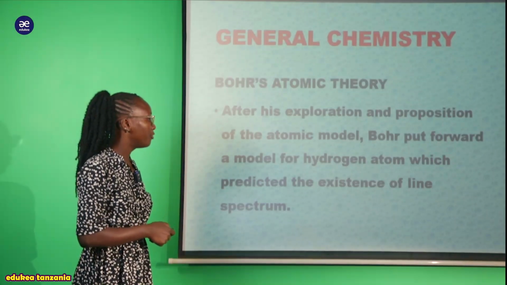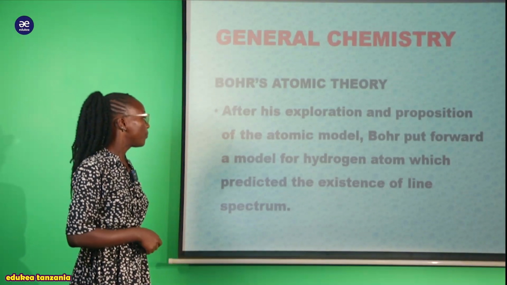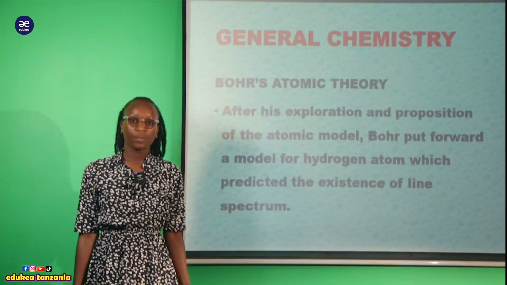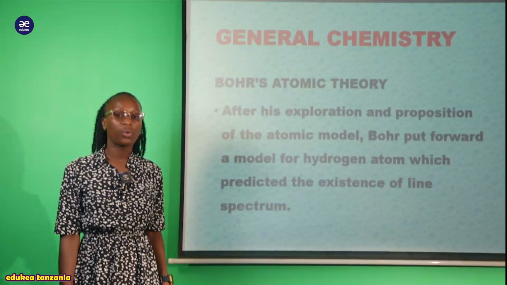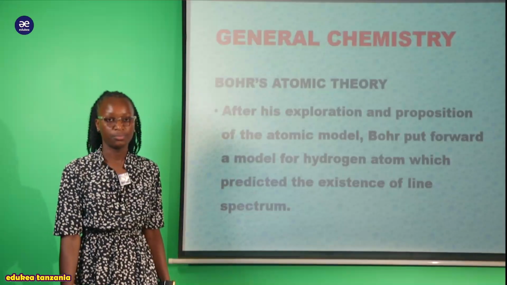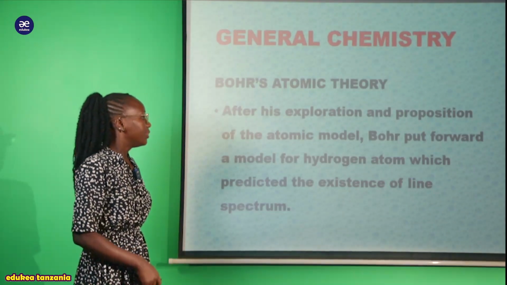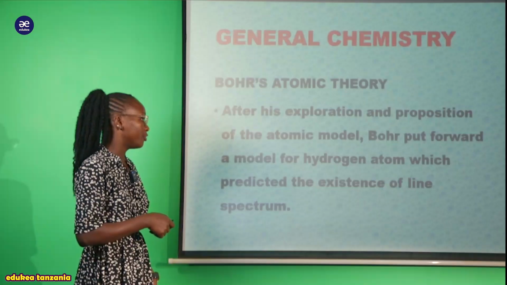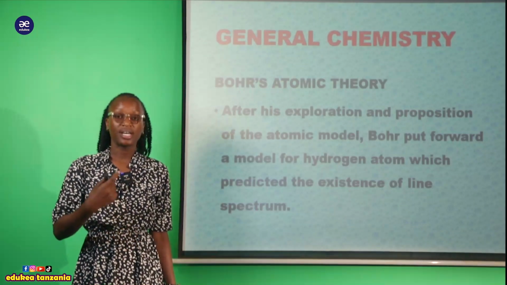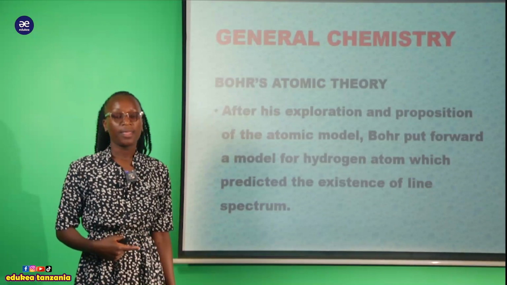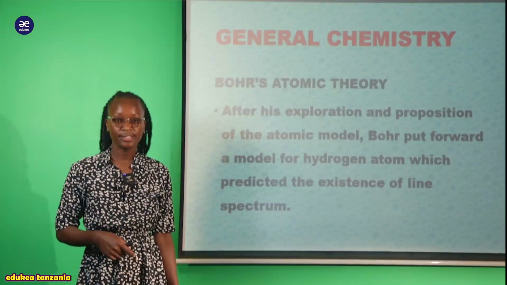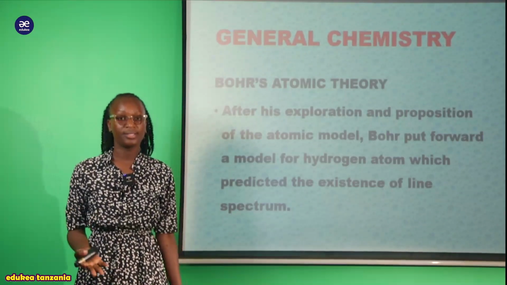Bohr put forward a model for the hydrogen atom which predicted the existence of line spectrum. Kumbuka kwenye uchunguzi wake au kwenye his experiment alikuwa na deal na concept or studying of the hydrogen atom. Kwa hiyo Bohr put forward a model for the hydrogen atom which predicted the existence of line spectrum. Wakati akawa anastudy ile hydrogen atom, kulikuwa na predictions of the existence of the line spectrum. What is the line spectrum? Tutaona zaidi.